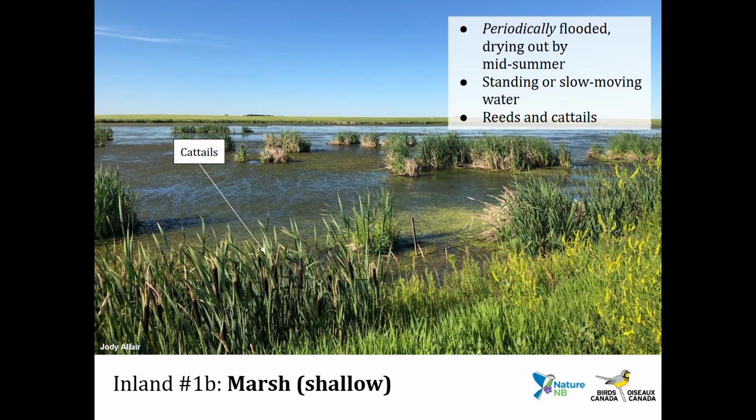And shallow marshes are only periodically flooded, so they dry out by the midsummer. Again, because they are marshes, the water is standing or slow moving, and they have reeds and cattails like deep marshes, but they do not have the eelgrass or pond lilies that require that deeper water.